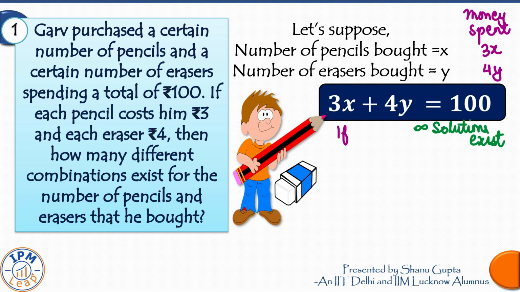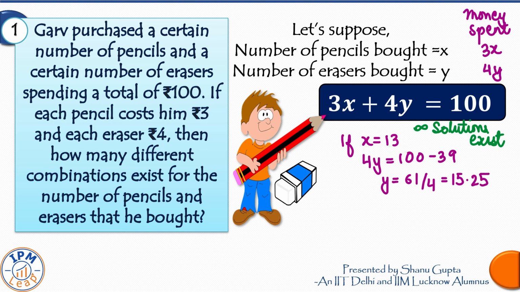So suppose we take x is equal to 22. We get the value of y from the equation as 34 upon 4, which is equal to 8.5. For some different value of x, we will get yet another value of y. For example, if we take x as 13, from the equation y comes out to be 61 upon 4, which is equal to 15.25. Any such combination of values of x and y for which the equation holds is called a solution of that equation.